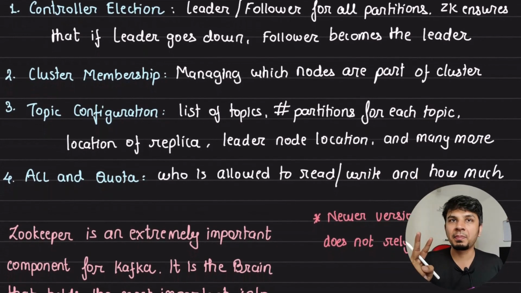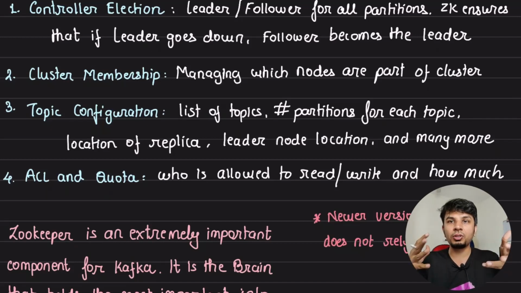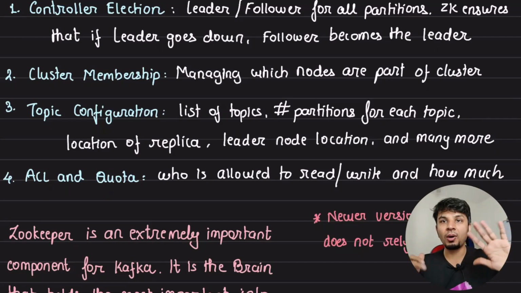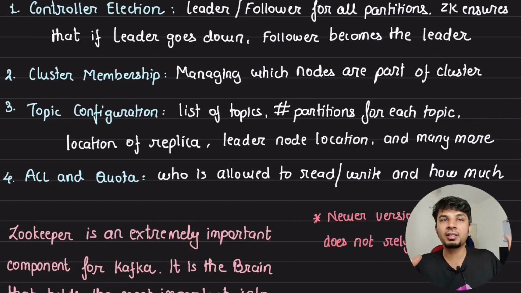Second, it does cluster membership. So now that there are multiple machines on which your Kafka is running, you need to know which machine is in, which machine is out, whenever a machine joins a cluster, whenever a machine leaves the cluster, abrupt failures and whatnot. Who manages that? Zookeeper.